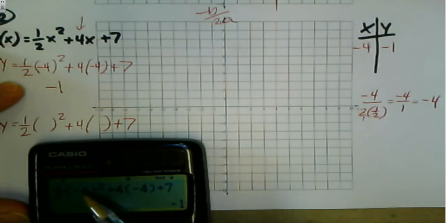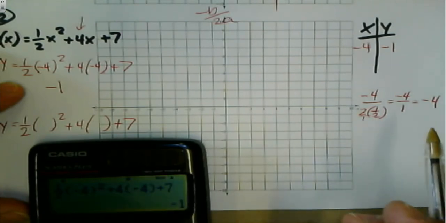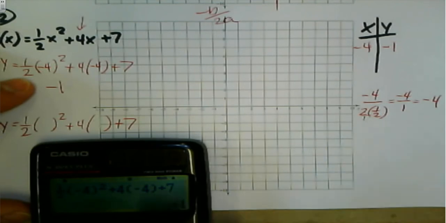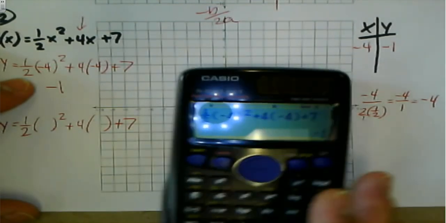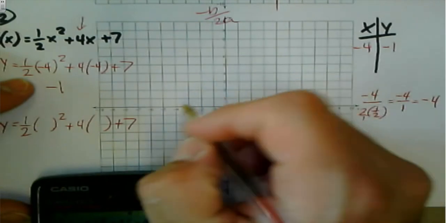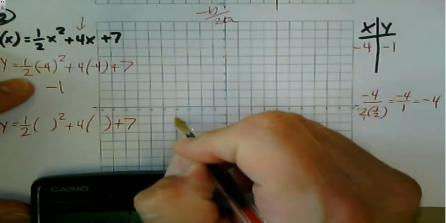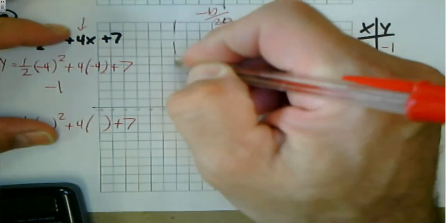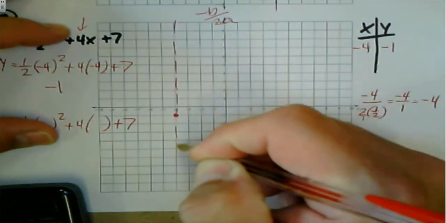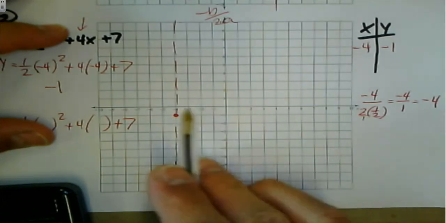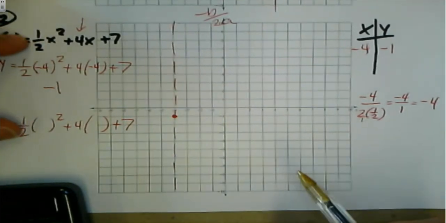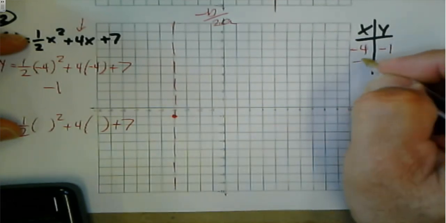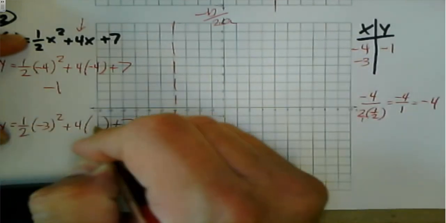For you guys at home, I don't know if you have the square, you might want to square that first. If you don't have halves, it's 0.5. So here's negative 4 and negative 1. That's our first point. That is our vertex. We're going to draw our axis of symmetry. What happens on one side happens exactly on the other side. We're going to pick another number, negative 5 or negative 3. I'm going negative 3. So I'm putting negative 3 in here.